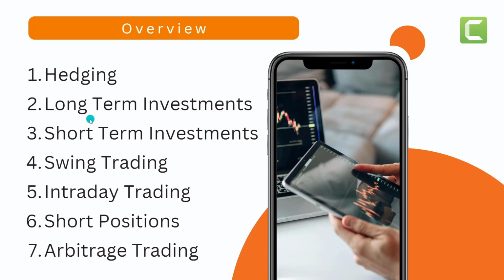Now coming to the second, long-term investments. When I was new to futures, I used to think, can we also invest long term using futures, because we get a lot of leverage? Maybe you also have the same doubt. Yes, I'm going to explain that, but you have to decide whether it's good or not.